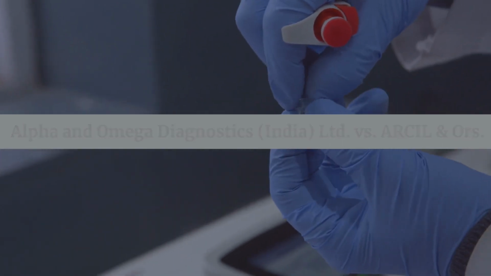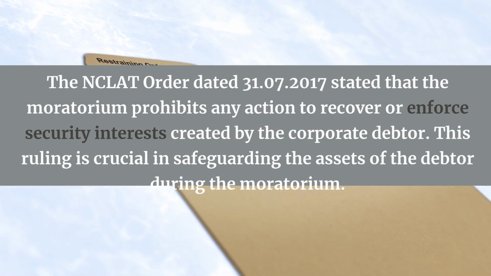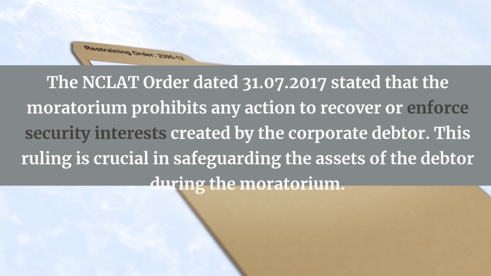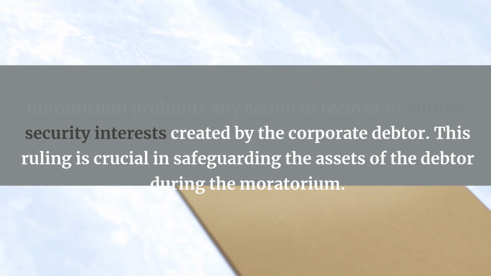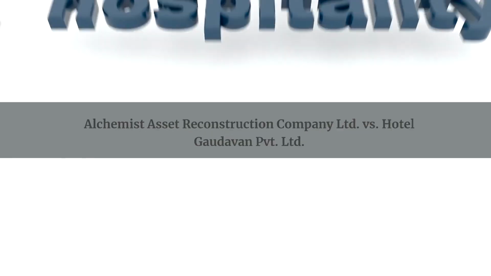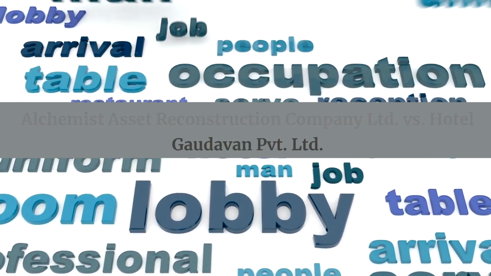vs. Arkell and Oz. The NCLAT order dated the 31st of July 2017 stated that the moratorium prohibits any action to recover or enforce security interests created by the corporate debtor. This ruling is crucial in safeguarding the assets of the debtor during the moratorium. Alchemist Asset Reconstruction Company Limited vs. Hotel Godawan Private Limited.